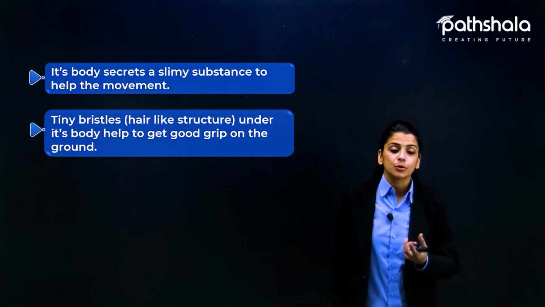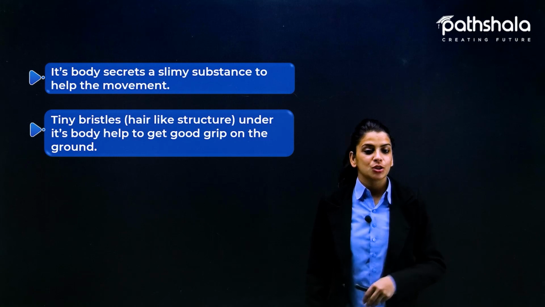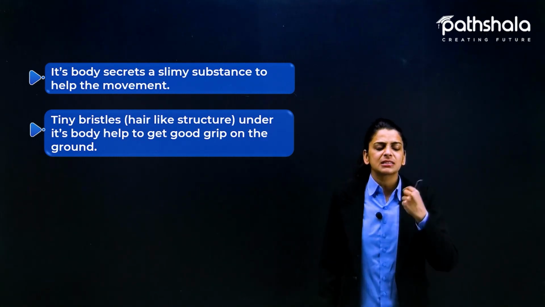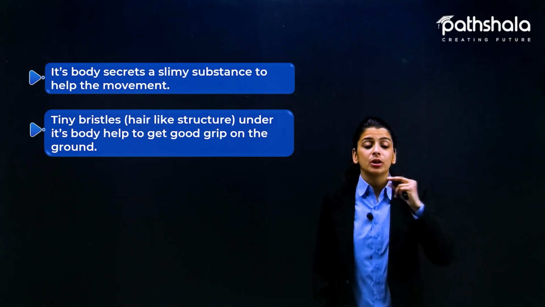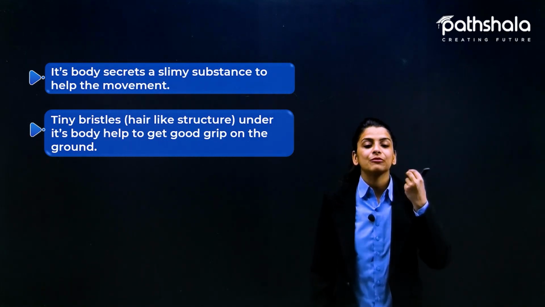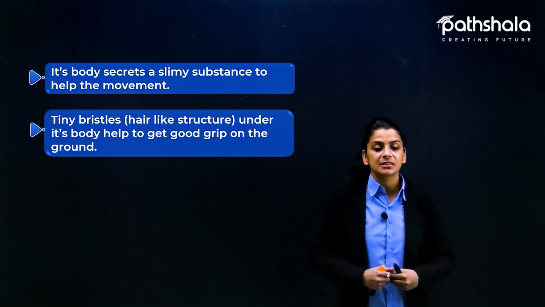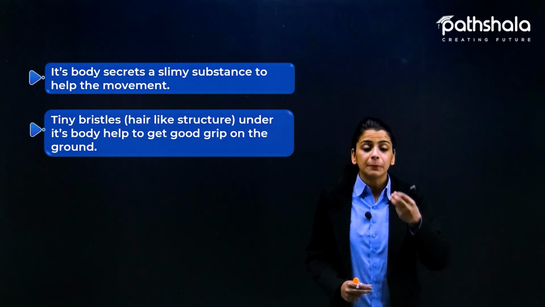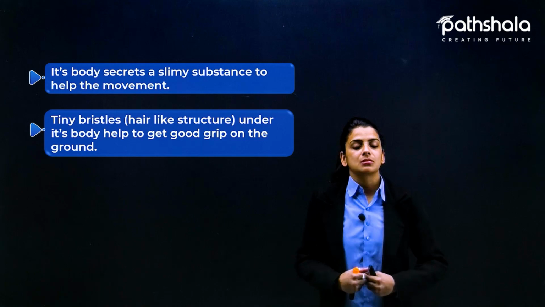If the body is dry, then such smooth movement will never come. So it's also a natural adaptation of the earthworm that it secretes some slimy, fluid-like substance. You must have seen that the earthworm's body is mostly in a wet condition. Why? Because of the slimy substance present in its body, and this particular slimy substance helps in the movement of the earthworm.